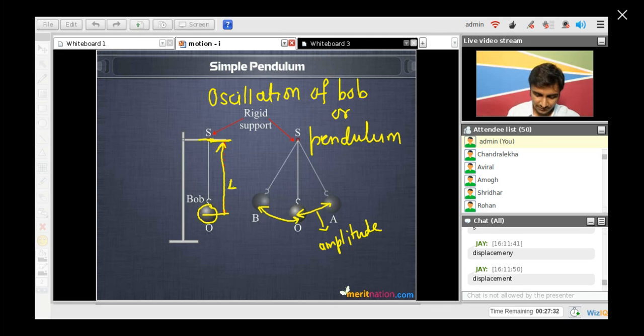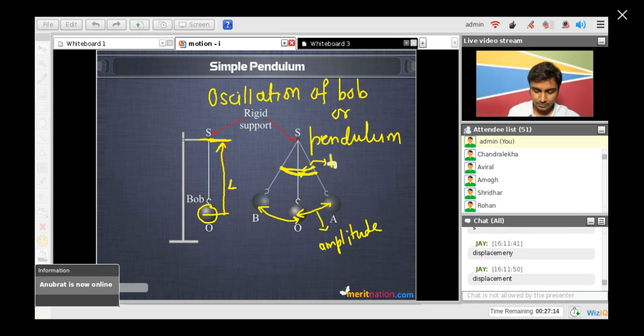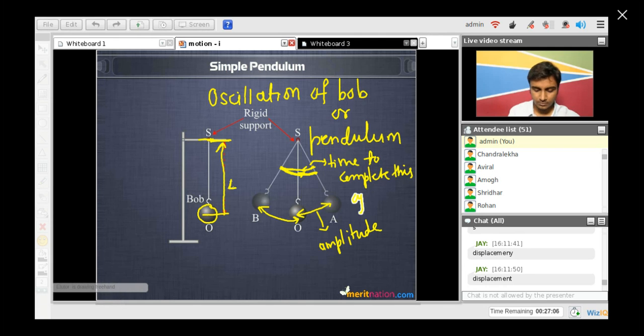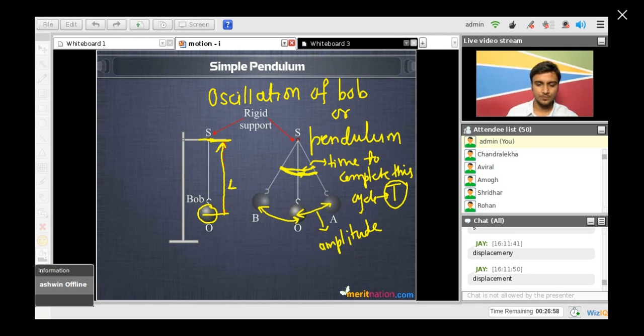Now, if I keep this left from this point, it came to point B, then again it came to point A. This is one cycle. It moves from A to B, then B to A. This is one cycle. Time taken to complete this cycle is called time period, that is capital T. Alright, that is time period of this motion. So amplitude I have defined, time period I have defined.